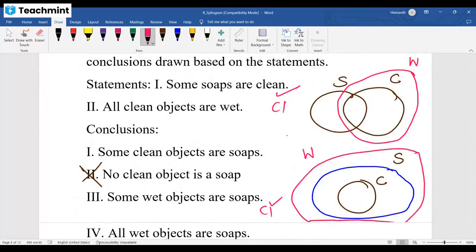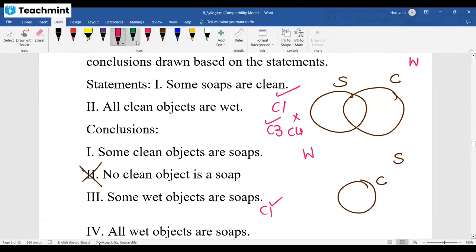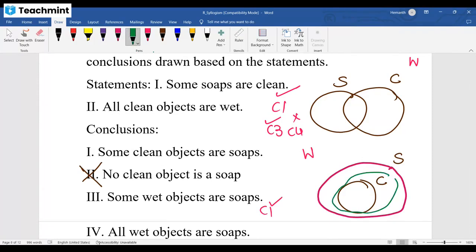Third one. What about the third one? Some wet objects are soaps. Correct. Fourth one? False. Okay. I'll put the second diagram like this. Then you may get one more idea. One moment. Then you get clarity. Okay. All clean are wet, right? Fine. All clean are wet. That will also satisfy.